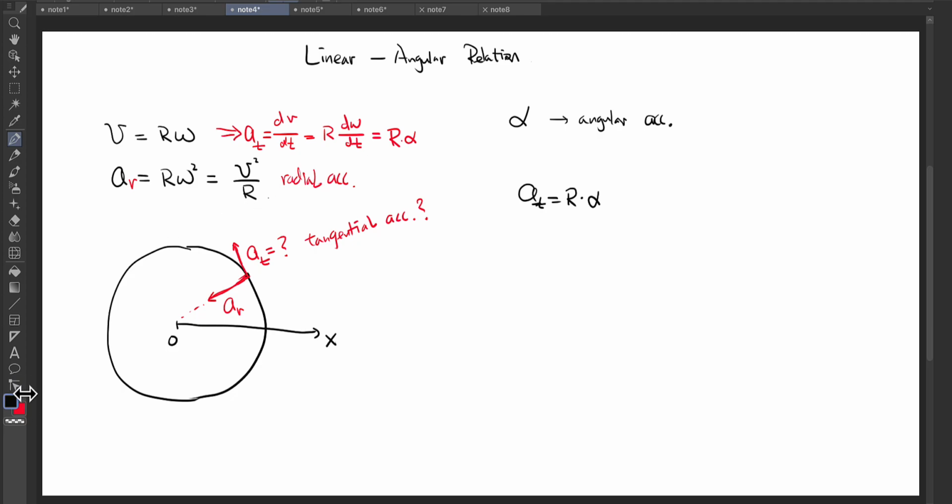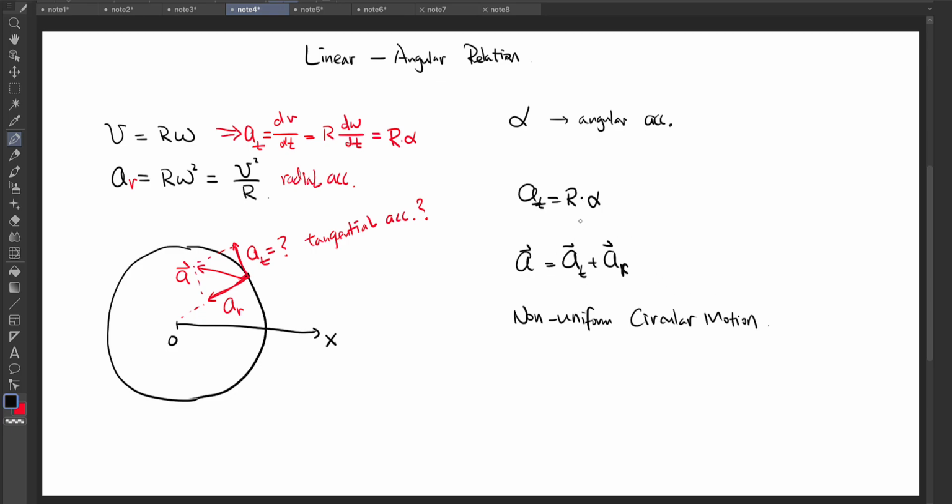Now with that, we can have a complete acceleration. If I add up AT and AR, the total A should be the radial plus tangential. If the object moves around the circle with such an A, then we say this kind of motion is non-uniform circular motion.